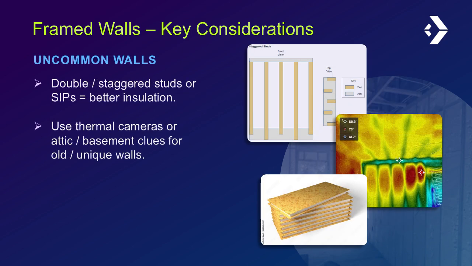Finally, there are some uncommon framed assembly types that can result in substantially better insulation. Double stud walls and staggered stud walls will have a continuous layer of insulation on the inside of the wall within the cavity. Structural insulated panels can also provide superior insulation levels for their thickness. These are very difficult to identify without the help of a thermal camera or construction documents that tell you what's inside. But one giveaway for double or staggered stud walls, they're almost certainly thicker than the common 2x4 or 2x6 thickness.